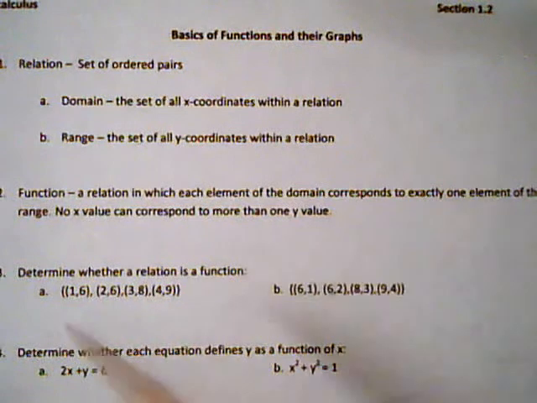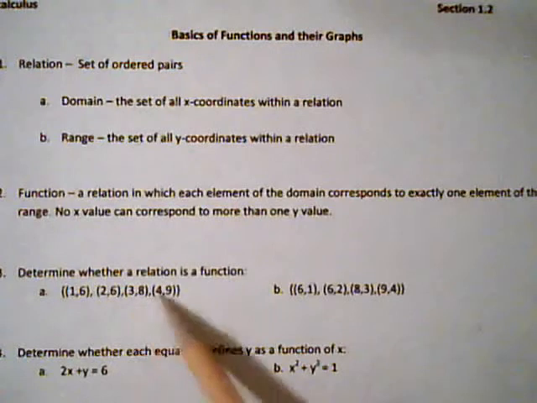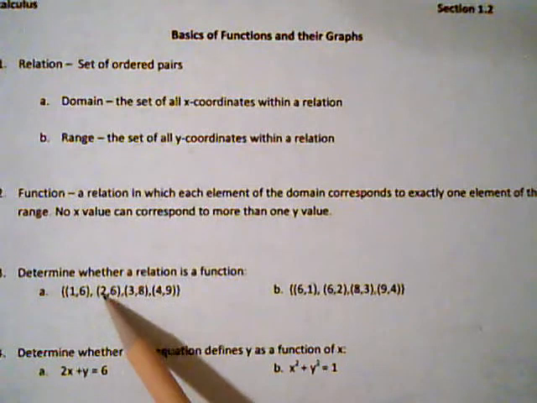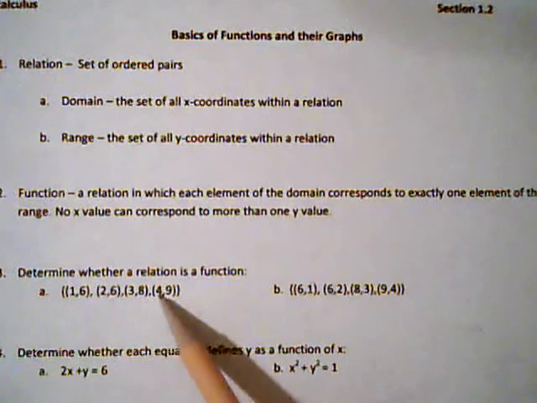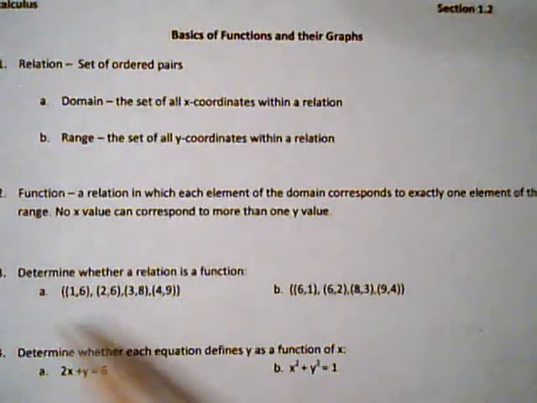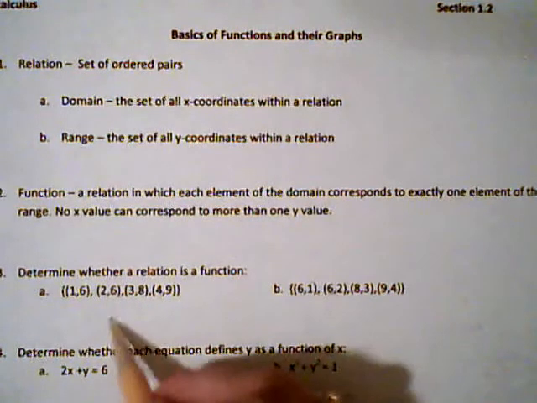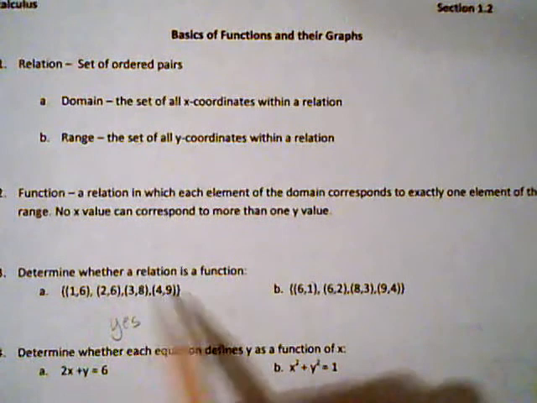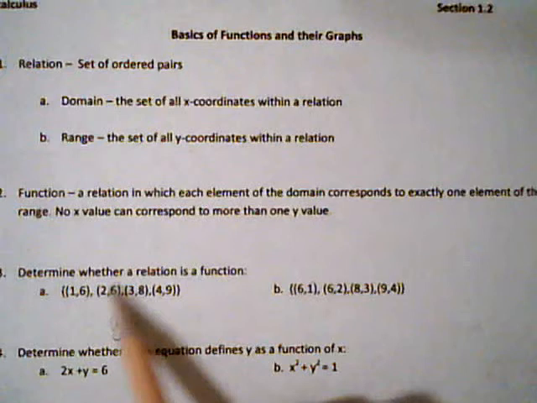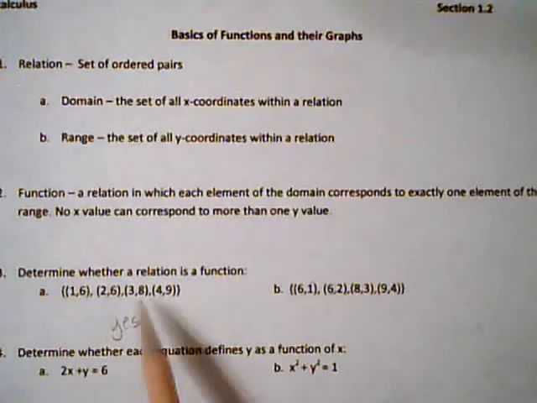When you're looking at the ordered pairs, you just want to make sure that every x value is different. Okay, 1 corresponds to 6, 2 corresponds to 6, 3 corresponds to 8, 4 corresponds to 9. This would be an example of a function because every x value is different. Okay, it does not matter that we have two y values the same. That's okay. It's just the x values.